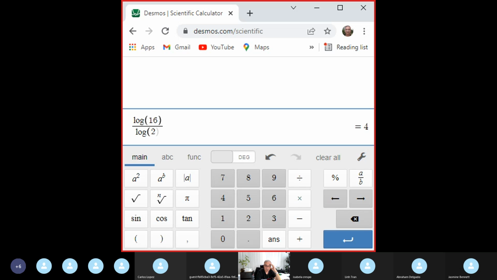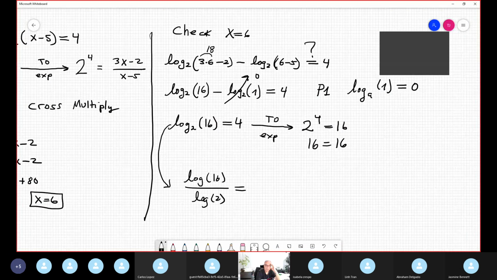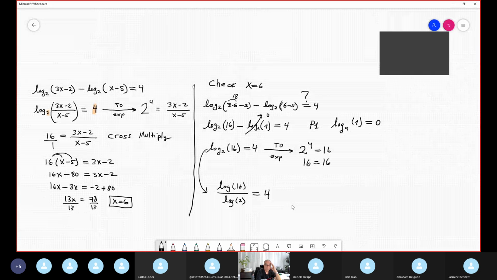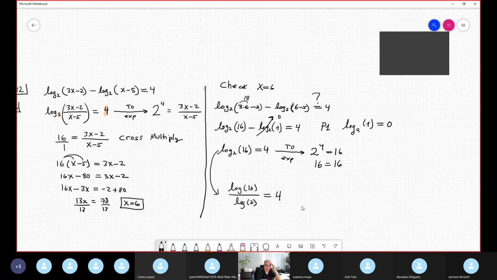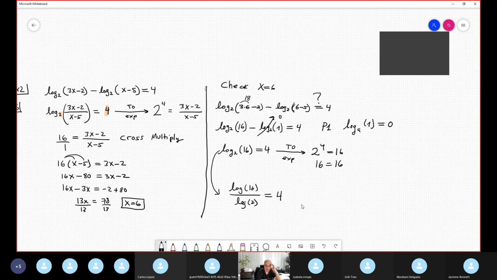Calculator or by hand? Well, I ask you, what way do you prefer, using the calculator or by hand? Huh? By hand. That depends on the problem, no? Sometimes by hand is easy. This problem is easy, but sometimes no.